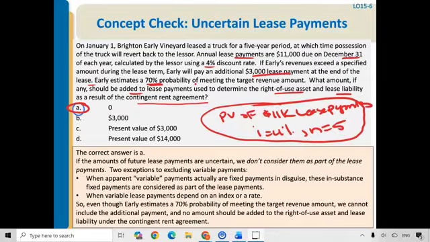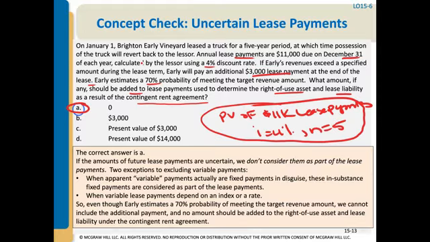That amount is going to be zero because with the 70%, it's uncertain whether they're going to hit that revenue target and have to pay that additional $3,000. So they will not include it in the initial lease liability or asset calculation and amount that's recorded.